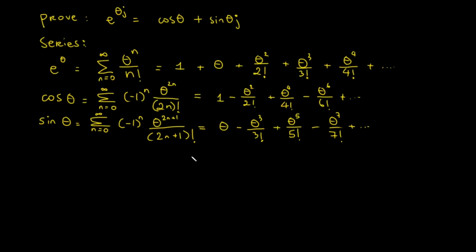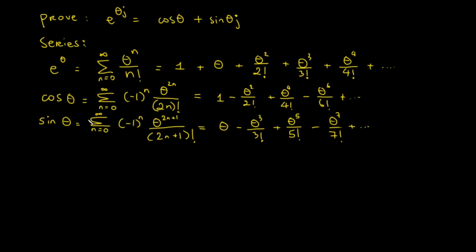Hello everyone, this is another extra video that shows you the proof of the Euler formula, which is the exponential of theta times j equal to cosine theta plus sine theta j. And before we try to prove the Euler formula, let's go over some Maclaurin series that you have seen in Calculus 2 or Calculus BC if you're a high school student.